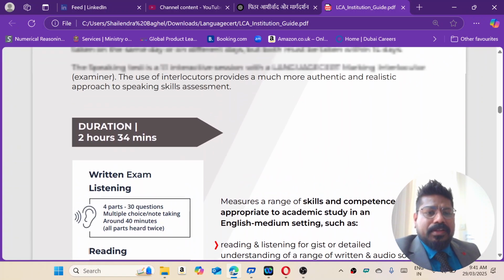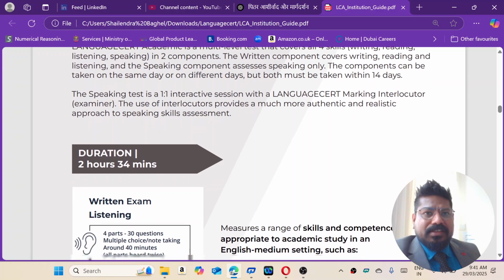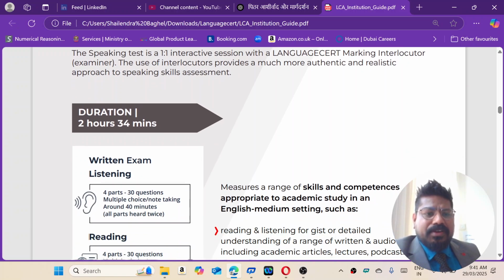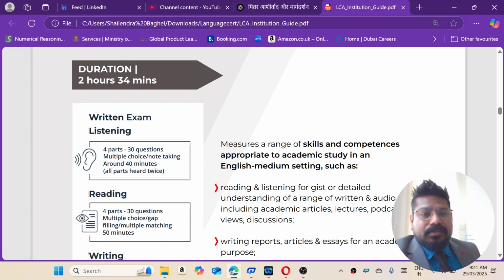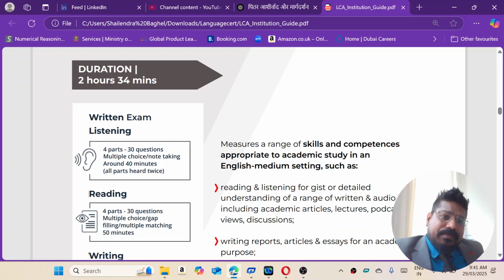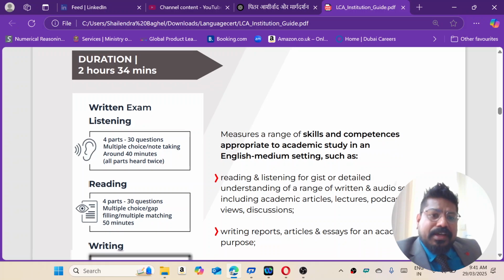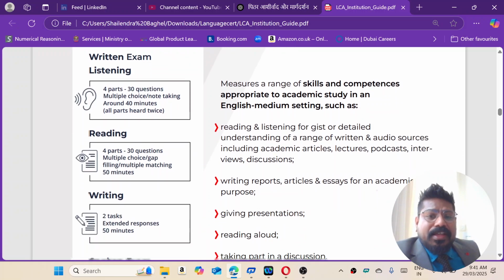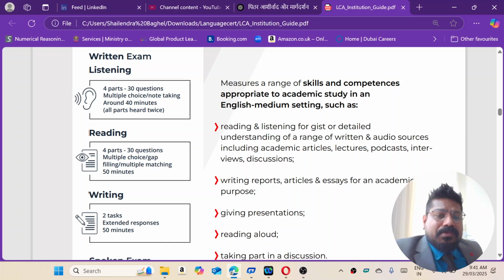So this is important. The academic test is divided this way. जो टोटल ड्यूरेशन है टेस्ट का वो 2 घंटे 34 मिनट है, जिसमें से पहला रिटन एग्जाम जो है लिसनिंग है, जिसके 4 पार्ट्स हैं और 30 क्वेश्चंस हैं. Multiple choice, note taking, around 40 minutes. All parts are heard twice.